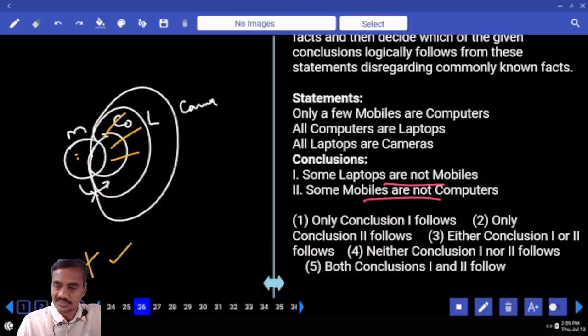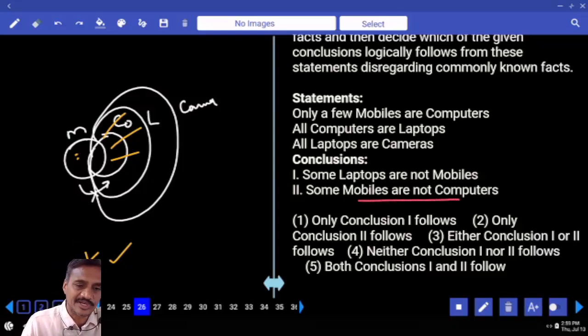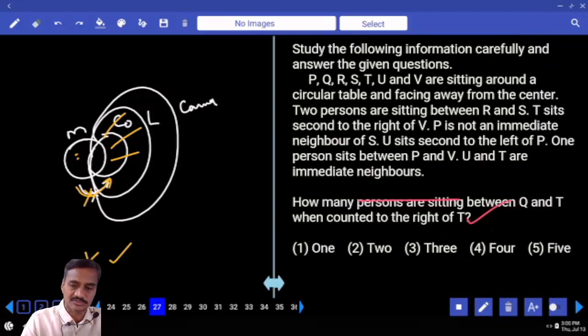And second, some mobiles are not computers, all mobiles are computers. Is it possible to write all mobiles are computers? No. Because only some mobiles are computers but not all. So what is your answer? Only 2. Only 2, choice 2, question number 26.